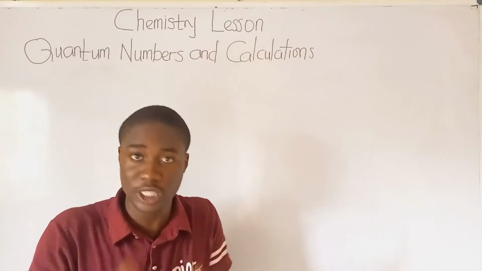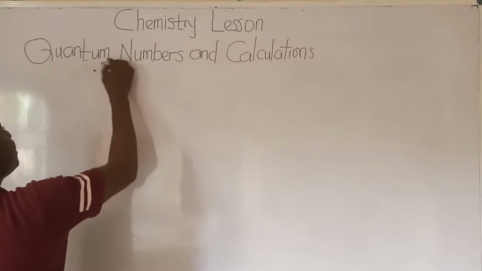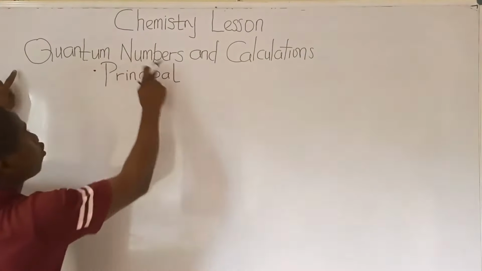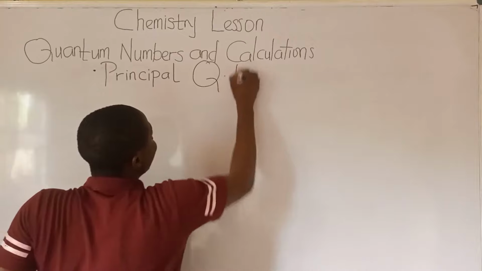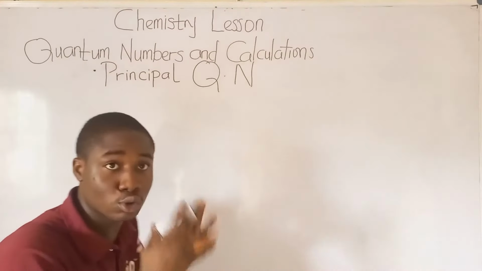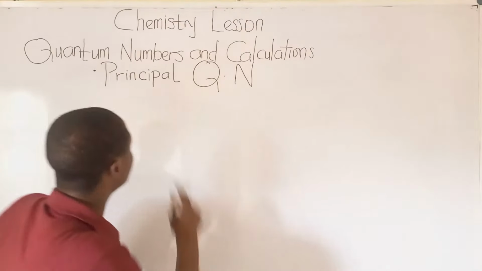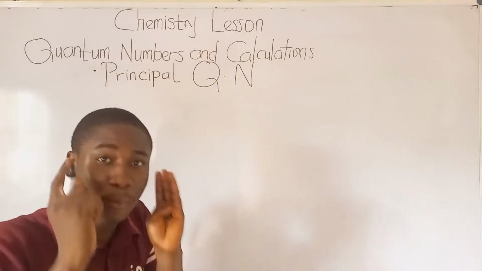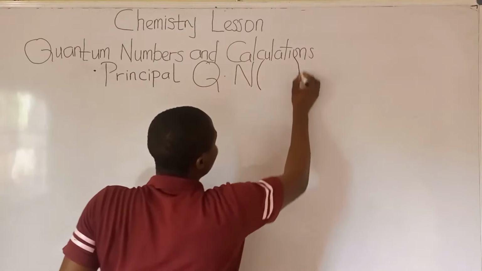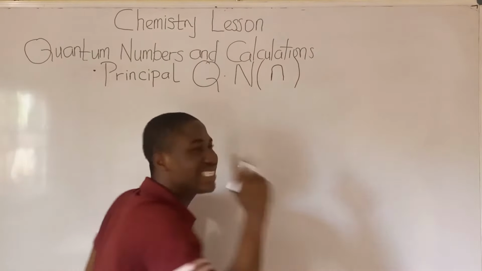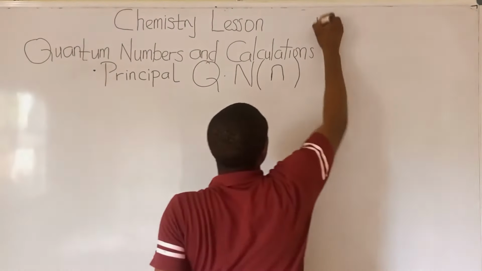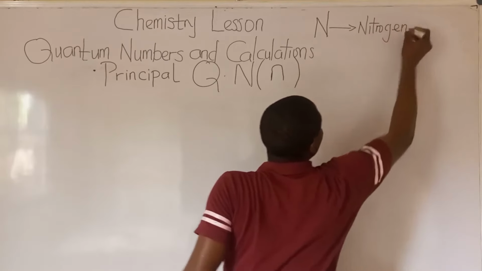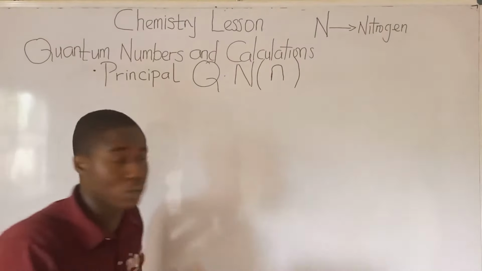The first quantum number we must take note of is simply called the principal quantum number. In the course of this class, I'm going to shorten the word quantum number to QN, so that we can go through all the quantum numbers easily. The principal quantum number is denoted with the symbol n. This must be noted: it is not capital letter N. Capital letter N is nitrogen as an element. So the symbol to which the principal quantum number is denoted is what?